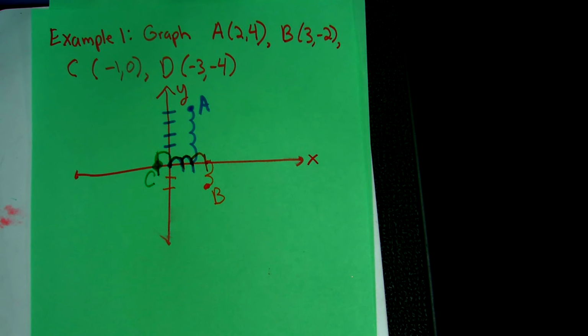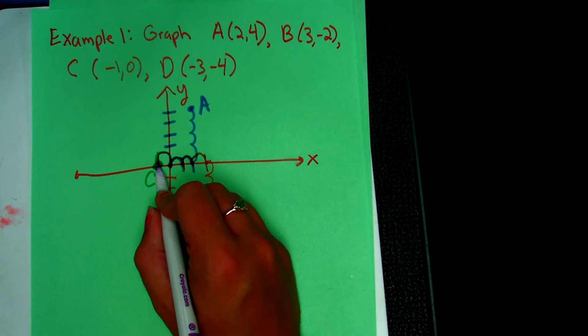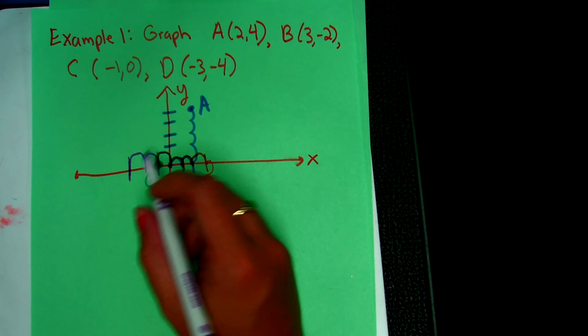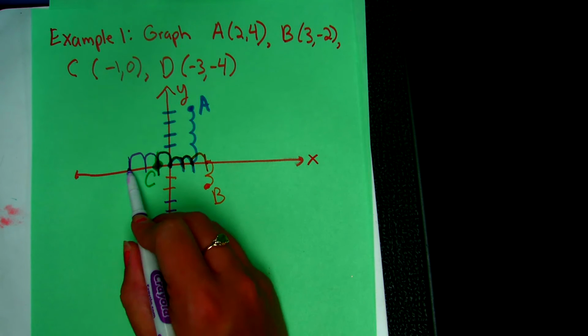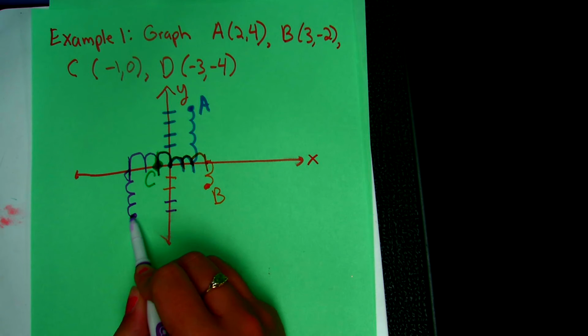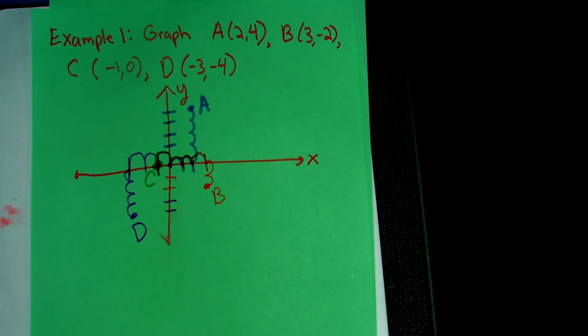All right, now we are going to plot point D, which is (-3, -4). So we're going to move to the left 3 because that's our x-coordinate. 1, 2, 3. And then we're going to move down 4 for our y-coordinate. So 1, 2, 3, 4. And that is our point D. So now we have plotted all 4 points.